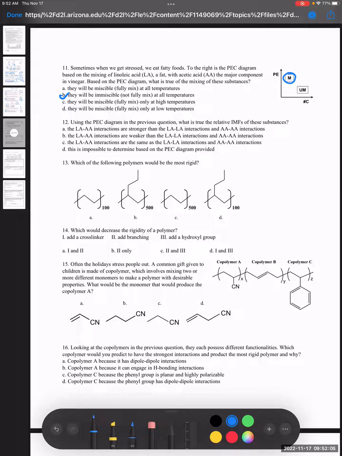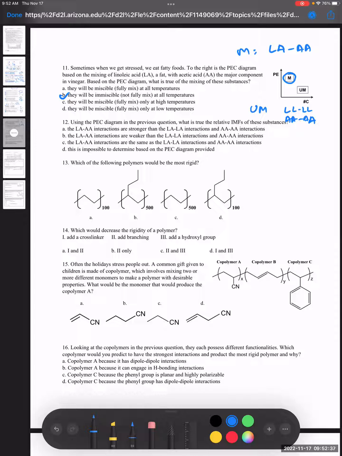LA, AA interactions, LA, AA in the mixed state, okay? And in the unmixed state, we have LL and then AA interactions. Okay. Now, because the unmixed state has a lower potential energy, meaning it should have stronger overall intermolecular forces, stronger interactions. Therefore, LL interactions and AA interactions must be stronger than LA, AA interactions.